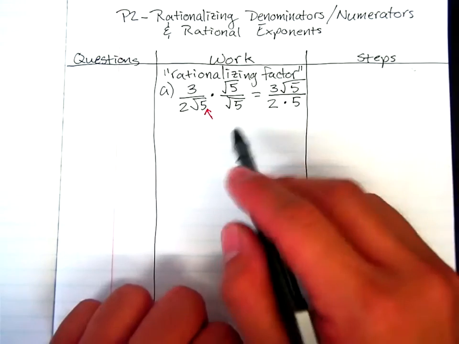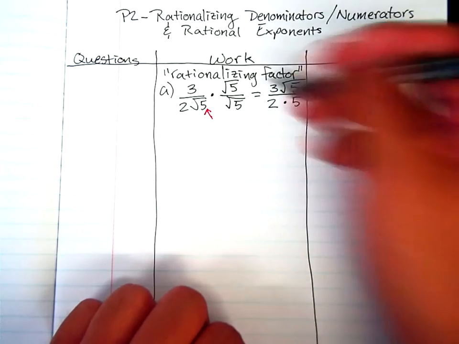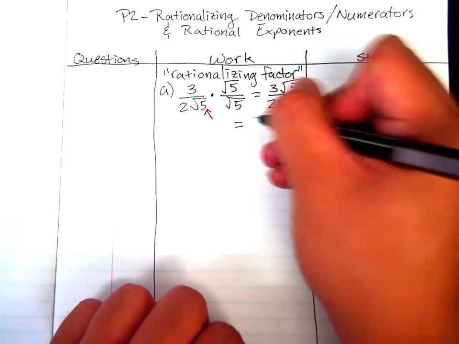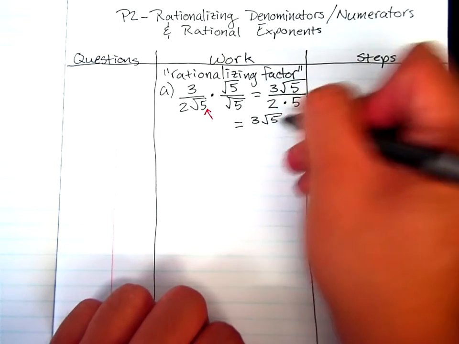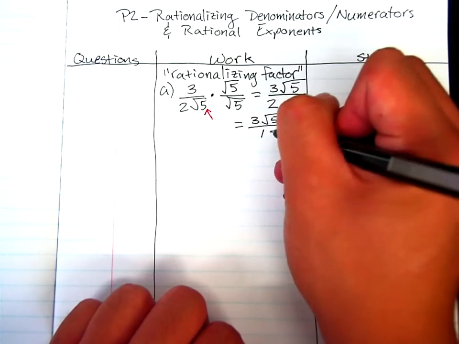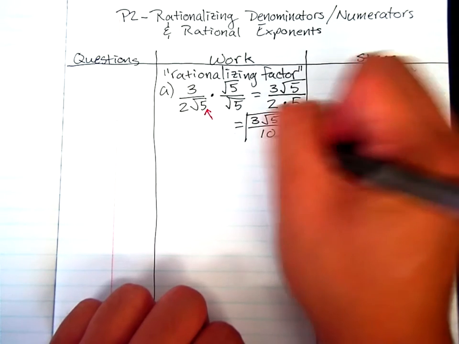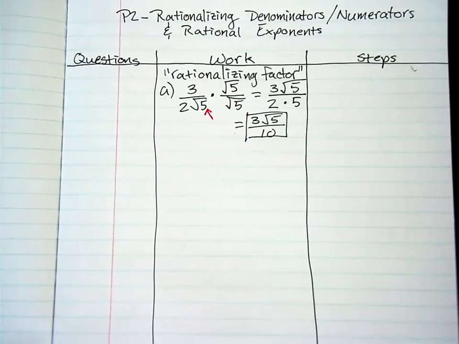At this point, all we have left to do is to simplify. So here, on top, it stays the same, 3 radical 5. And on the bottom, 2 times 5 is 10. And that's our final answer for the first example.